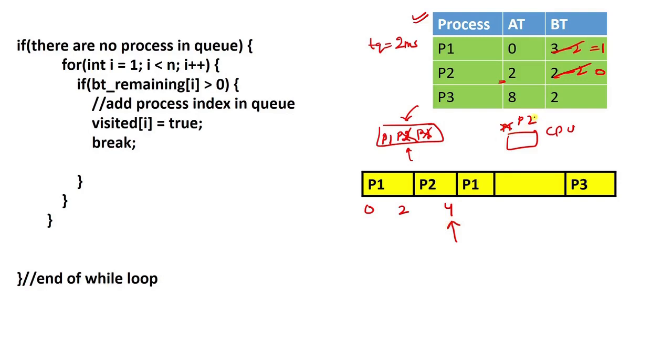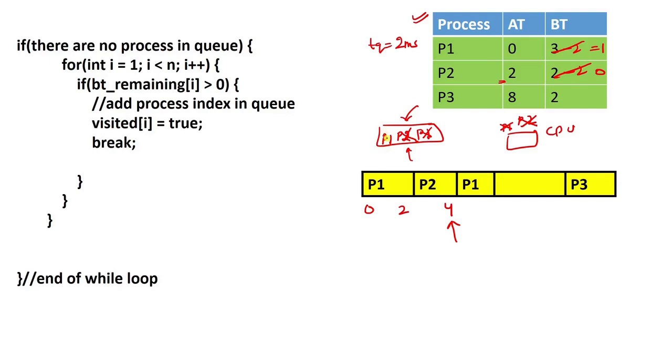Okay, now P2 will just go. It will not come here. Now at 4, or you can say till 4, has a new process arrived inside this queue or not? You can see no new process till 4 has arrived. This one is arriving at 8. So P1 is still inside the queue.